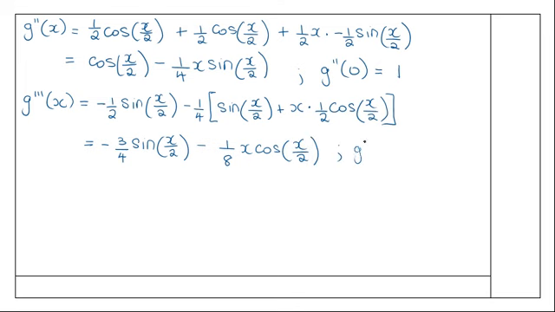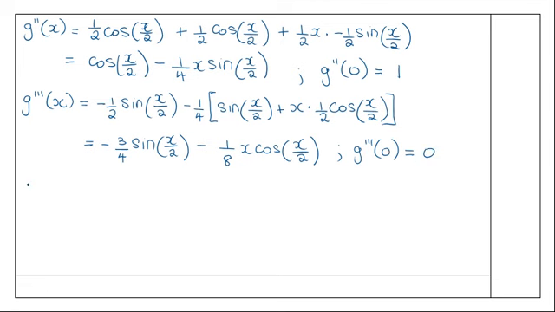And now I'm going to go ahead and plug in my x as 0. If I plug 0 here, I get 0. If I plug 0 in this term, I get 0 again. So g triple prime 0 gives me 0.